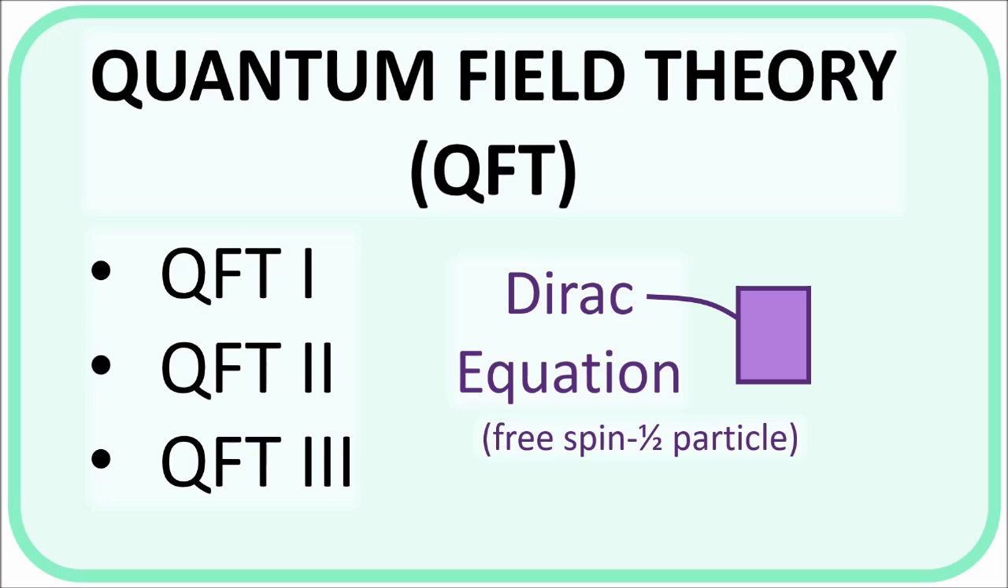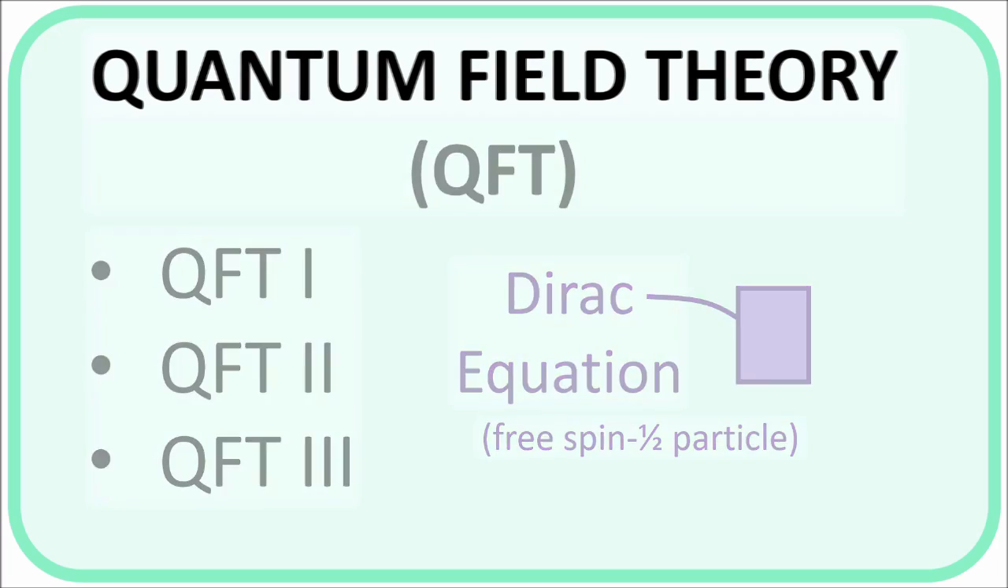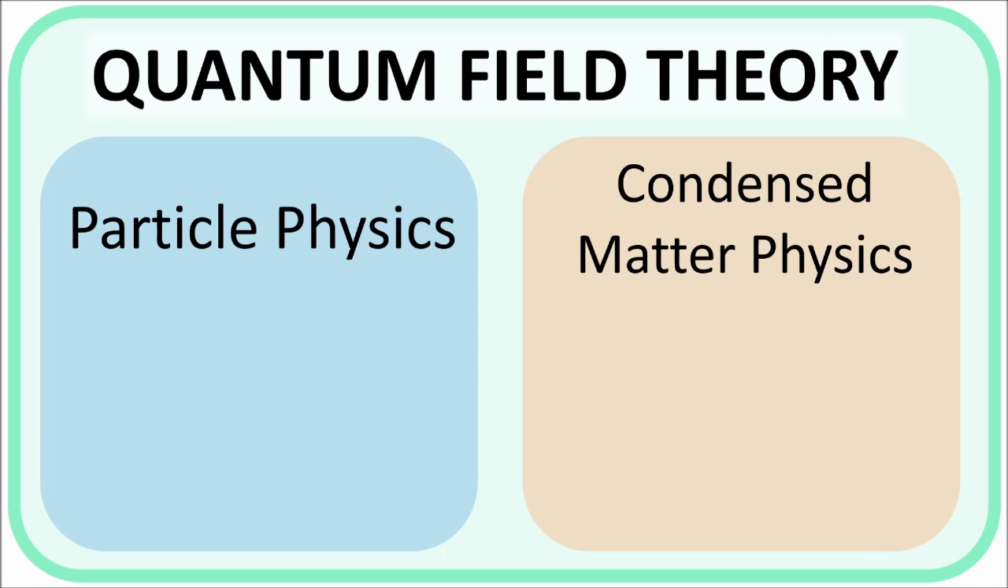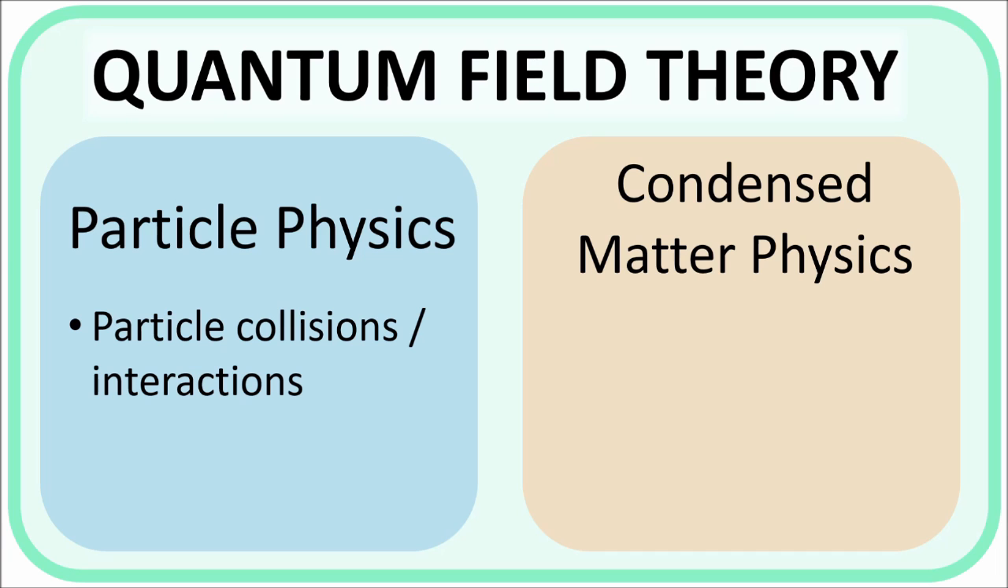I'm not going to go into a lot of detail, but I'm going to try laying out a general map of QFT and show you how the Dirac equation and spinors fit into it. So frequently, I see quantum field theory as being composed of 2 main sub-areas: particle physics and condensed matter physics. I'm not sure if everything in QFT belongs to one of these 2 categories, but these are definitely the 2 main sub-areas. Particle physics involves the collisions and interactions of particles.